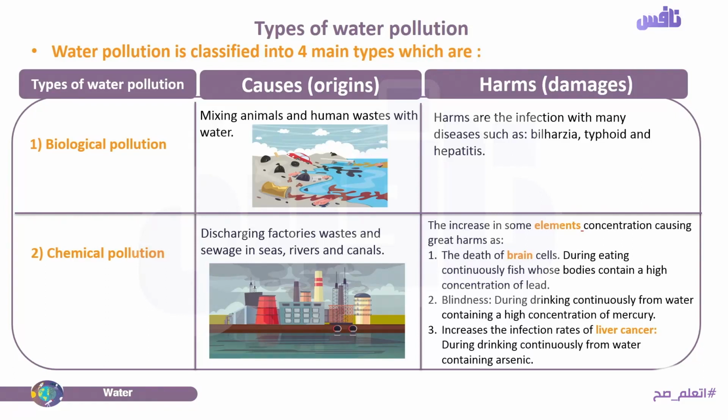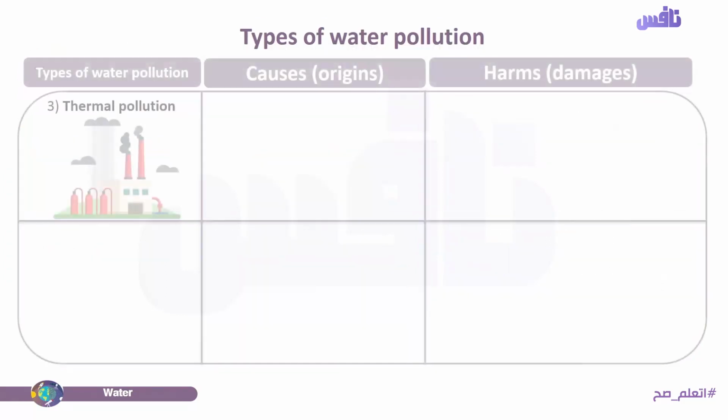Number 2, blindness during drinking continuous from the water containing the high concentration of mercury. Number 3, increases the infection rates of liver cancer، سرطان الكلى during the drinking continuously water containing arsenic. يبقى نسبة الأرسنك لما بتعلى بتسبب لي عندي liver cancer.